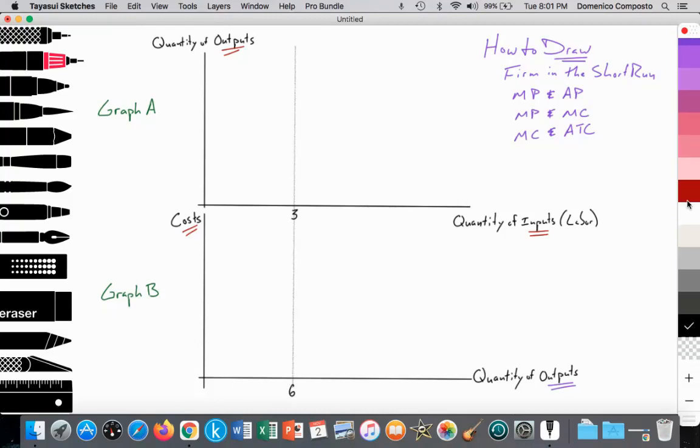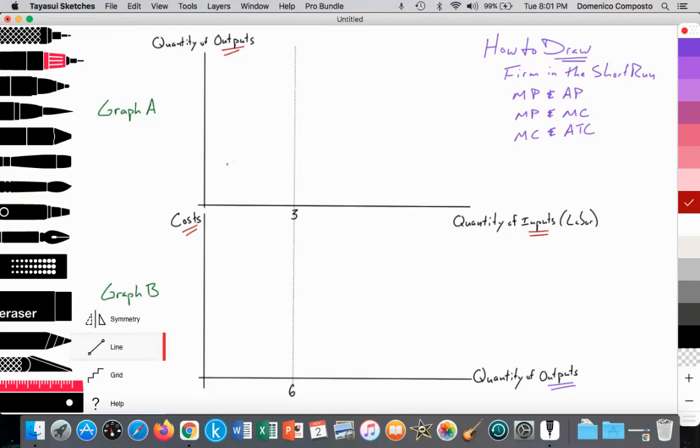And then I would go ahead and draw the marginal product curve. And I would just have it move upward to that vertical line, and then have it come downwards into negative territory. And I would label that the marginal product curve. With that, I would then also draw the marginal cost curve.